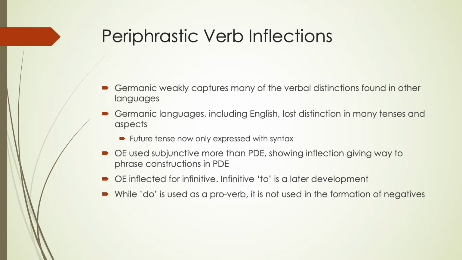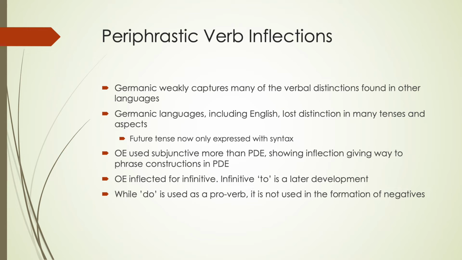So Germanic captures some of the distinctions found in other languages, but they lost a lot of distinctions, as we saw previously, in many tenses and aspects, to where the only major inflectional distinction is just between present tense and past tense. So things like future is only expressed with syntax. We use additional particles, additional words to convey things like future.